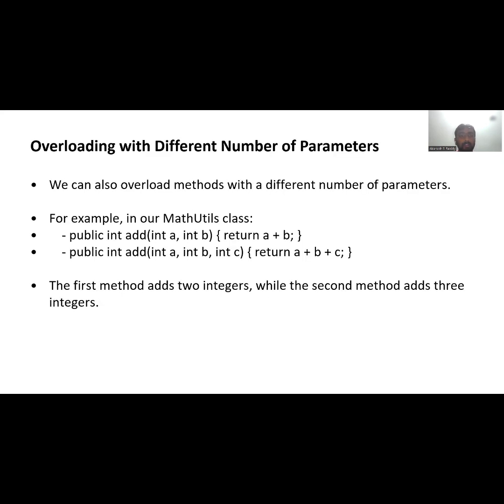Overloading with different parameters. We can also overload methods with different numbers of parameters. For example, in our MathUtil class, public int add, int a comma int b, returns a plus b, and another one, int add, int a comma int b comma int c, and it returns a plus b plus c. In the first example, we are adding only two parameters. In the second example, we are adding three parameters and it is returning the sum of those three integer values.